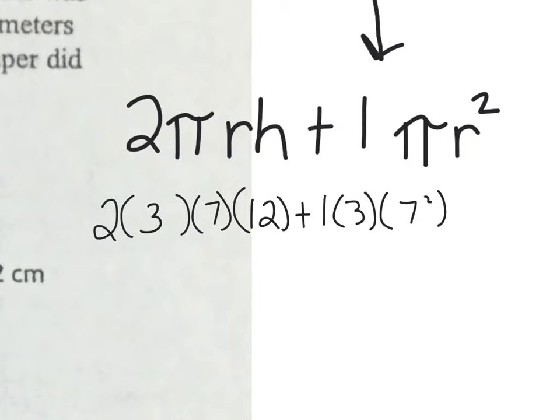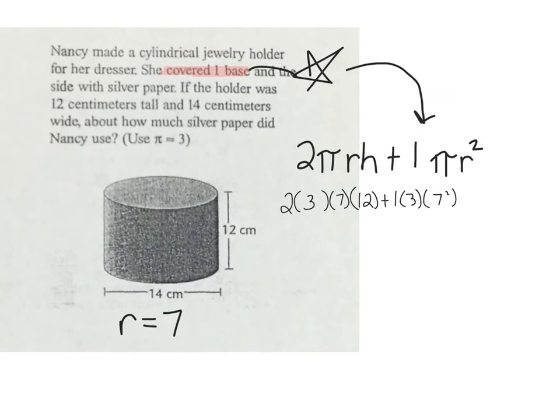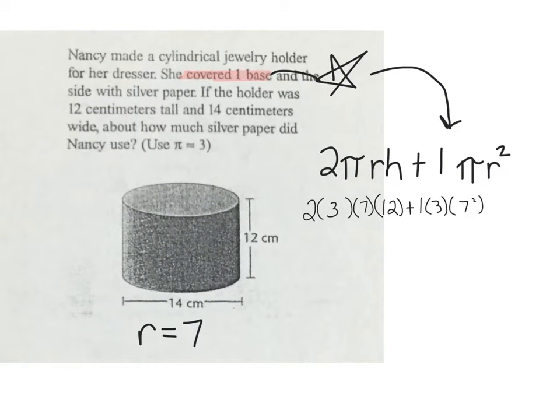All right, there we go. So let me zoom out some for you, okay? So let's do that. 2 times 3 times 7 times 12 plus 1 times 3 times 7 squared. I get 651. And this is centimeters, so centimeters squared.